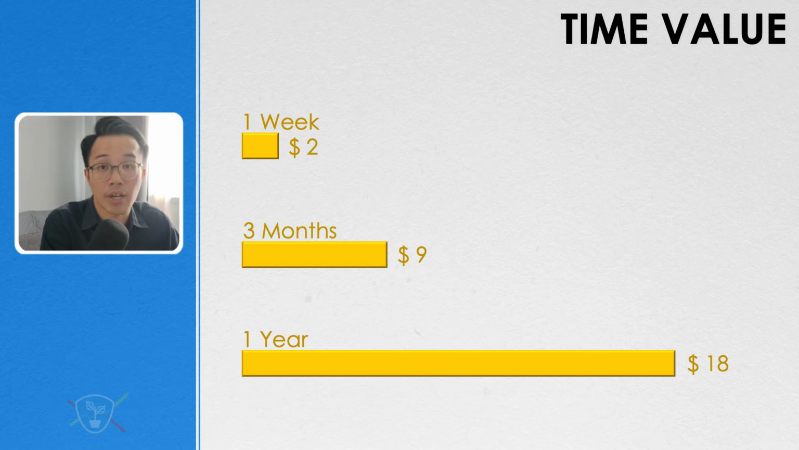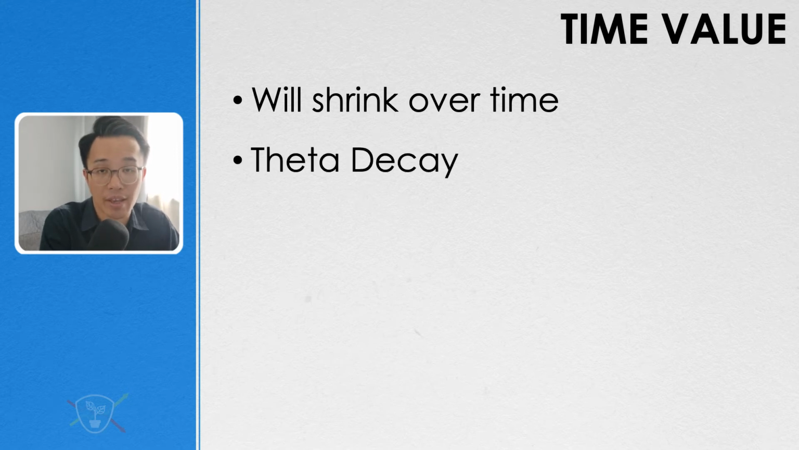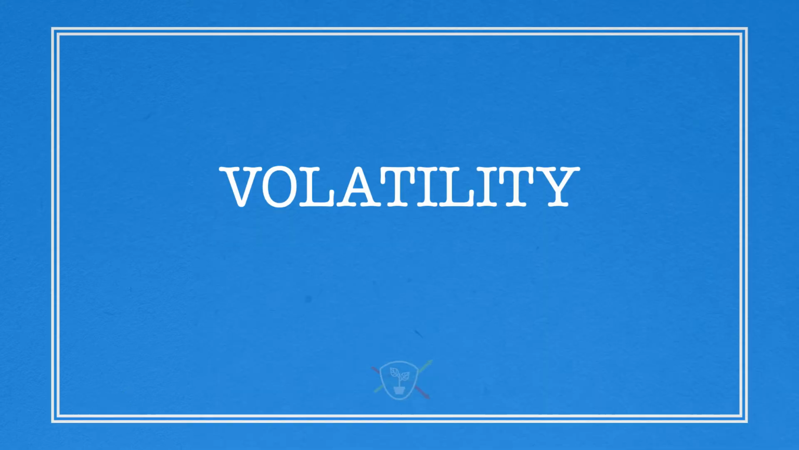So because option contracts have expiration dates, as the days go by, as the weeks go by, the time value of the option contract will erode away with time. And this is what is known as time decay, theta decay. All option contracts will experience a decay in their time value. And ultimately, this time value will be 0 when the contract expires.